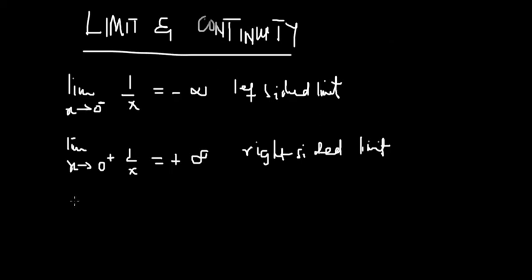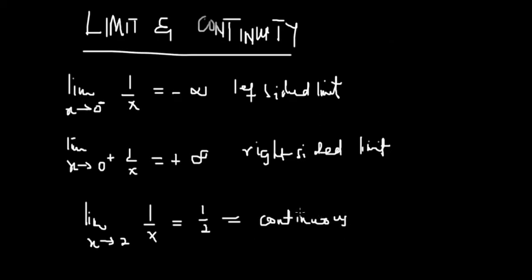So let's say we have limit of x going into, let's say, 2, and then we have 1 on x. Once you try solving this, you end up with limit of x going into 2, so we have 1 on 2. We substituted the x with 2. So this is a continuous limit function, because we were able to end up with an exact value, 1 over 2.